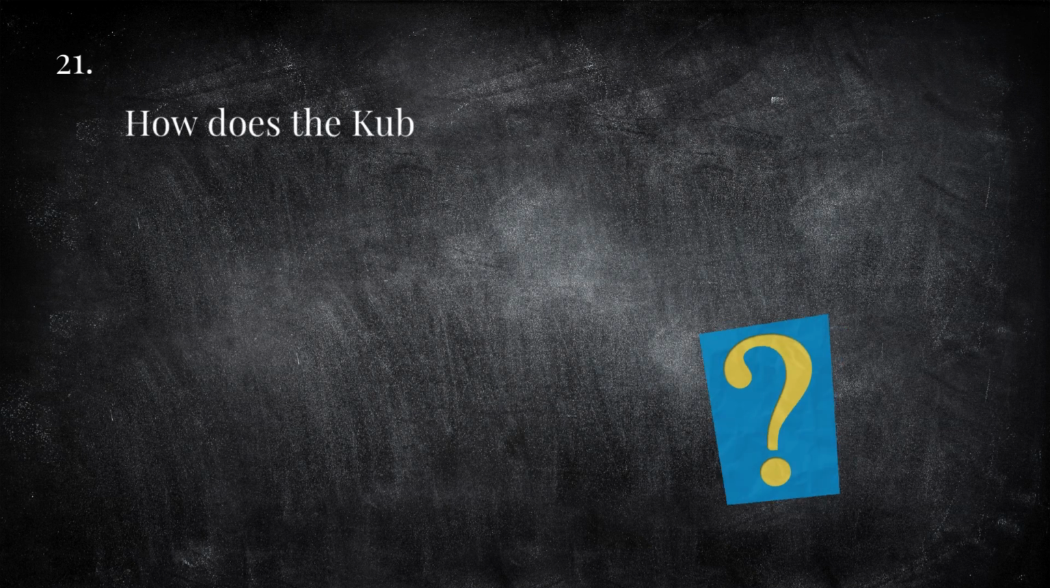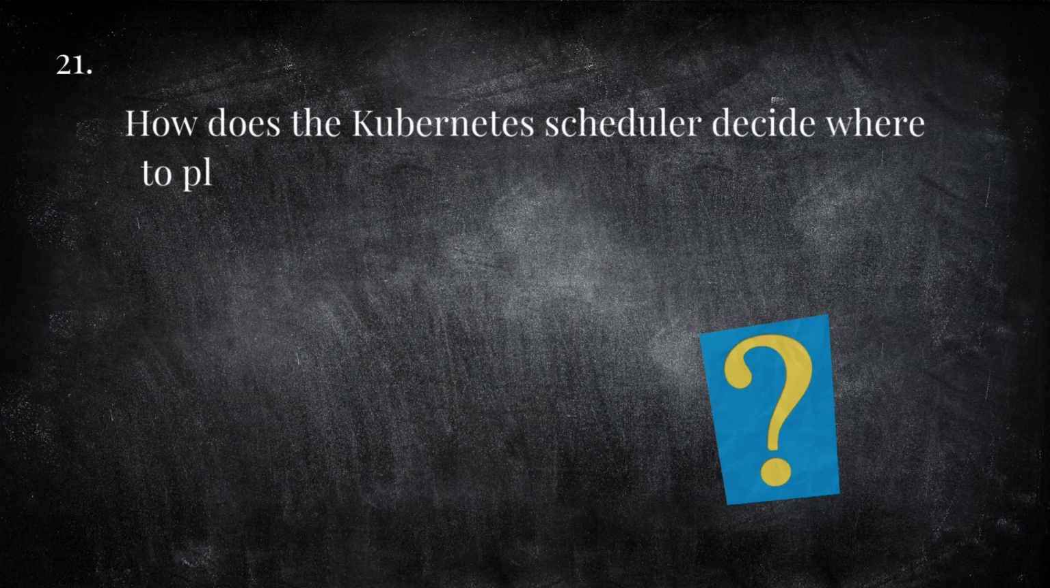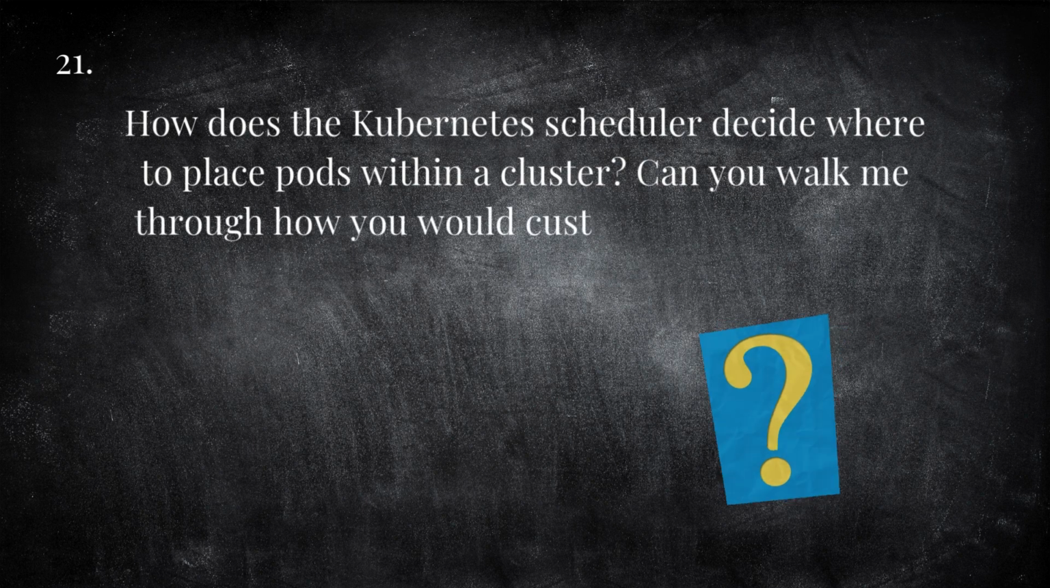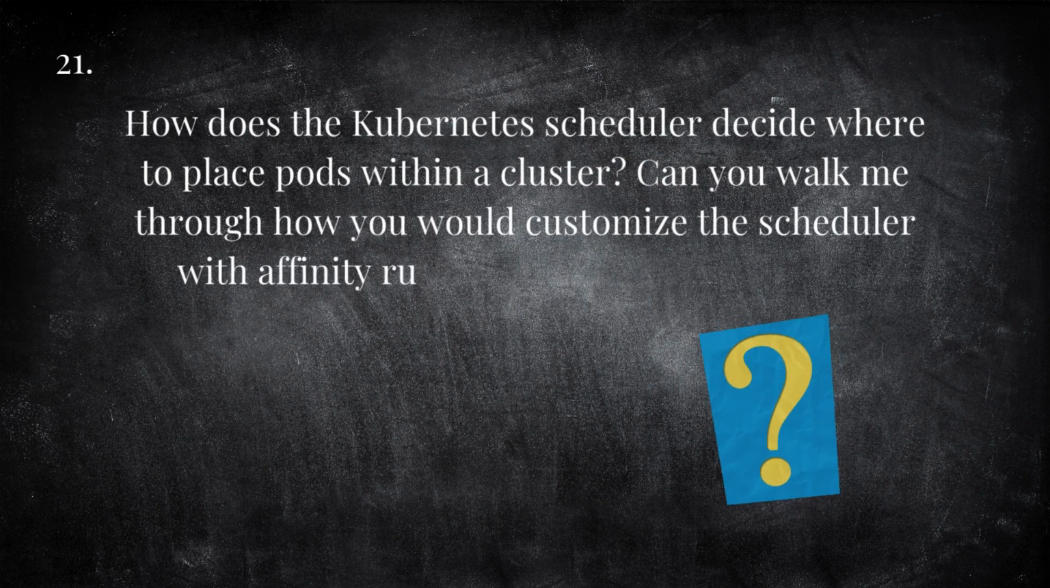Question 21. How does the Kubernetes scheduler decide where to place pods within a cluster? Can you walk me through how you can customize the scheduler with affinity rules, taints, and tolerations to optimize pod placement?